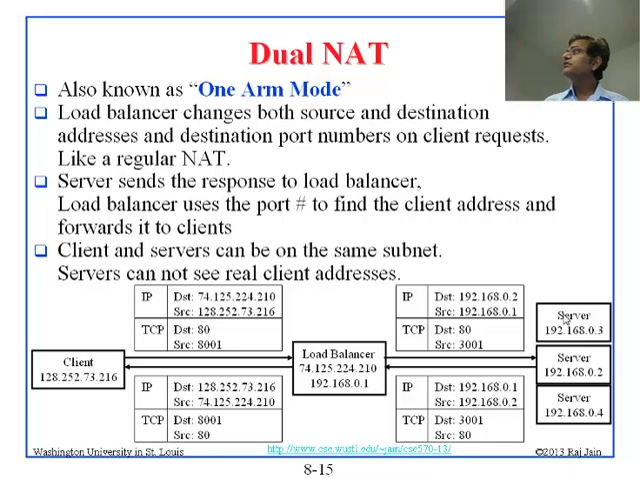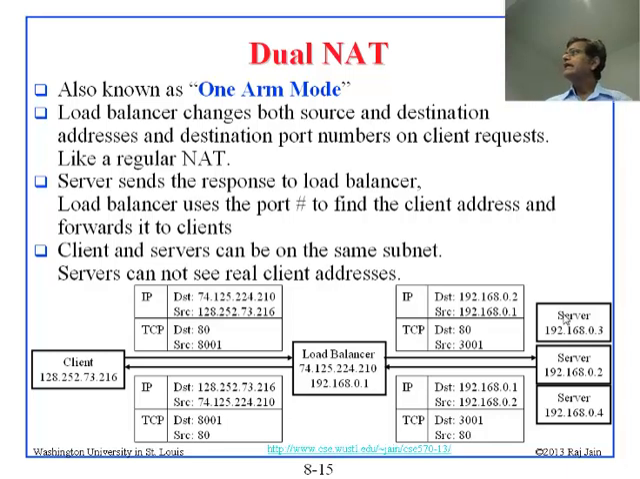It changes both the source and the destination addresses and the destination port numbers on the client request, like a regular NAT. So what happens is when the request goes, the source address is different now. You see here, the load balancer says that the source is 168.0.1, which is me, and the port number is 3001. When the server responds, it sends it to the load balancer. The load balancer looks up its NAT table and says, oh, it came from that client host and his port number was this and this. It just works like a regular NAT. That is called a dual NAT.